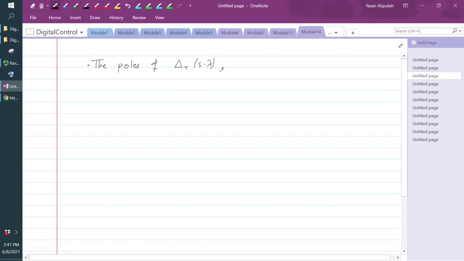Since delta T of s minus lambda is equal to 1 over 1 minus e to the negative T times s minus lambda, we can easily find the poles. We want the denominator to equal 0. Therefore, 1 minus e to the negative T times s minus lambda has to equal 0. This will give me the poles.